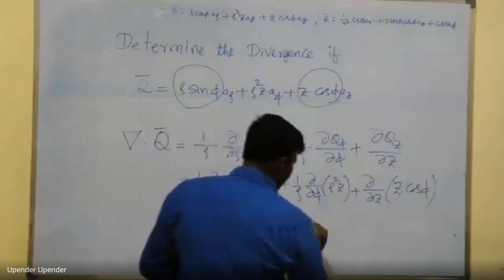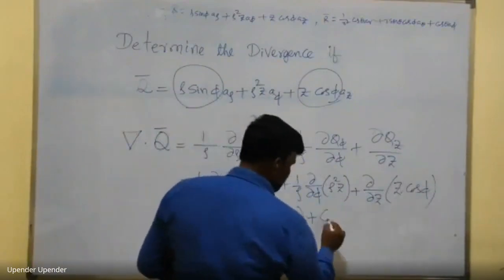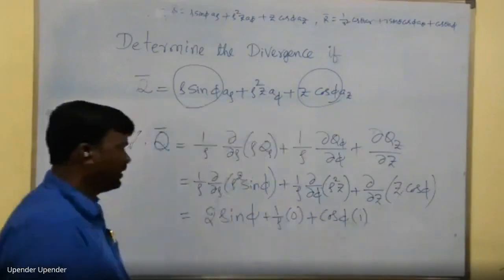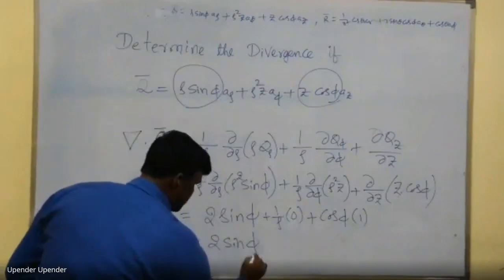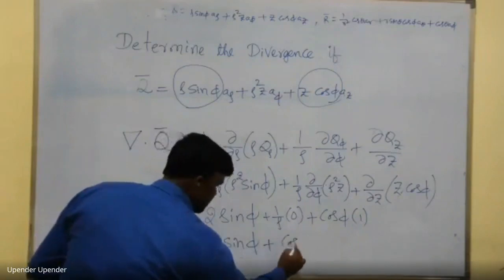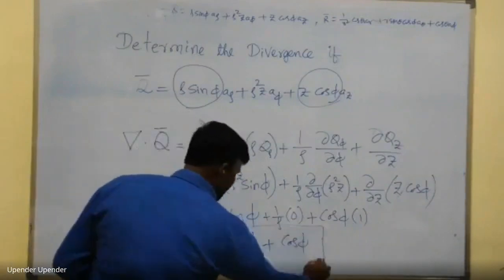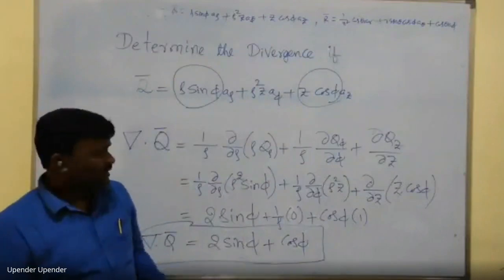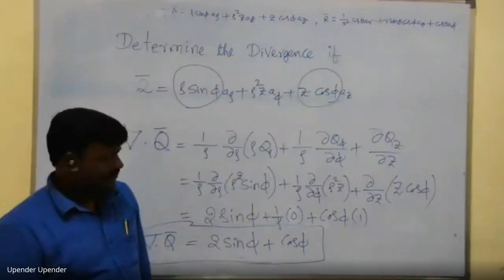Now perform differentiation with respect to z. Here z cos phi, cos phi is treated as constant, and differentiation of z with respect to z is 1. Finally you will get 2 sin phi plus cos phi. This is del dot Q bar, where Q bar is in the cylindrical coordinate system. It is all about calculation of the divergence of the given vector if it is in the cylindrical coordinate system.